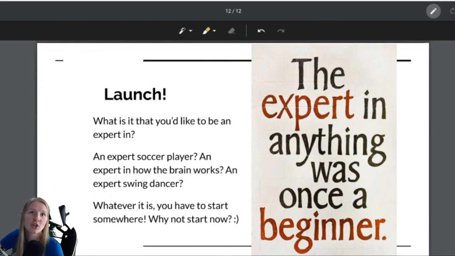But whatever it is, you have to start somewhere. So why not start now? Especially when we're all cooped up like this. This is being posted the day after the governor made the 2-week at-home, like, mandatory stay home law bill. I don't know the technical word for it. But all that to say, now is a great time to start something new.